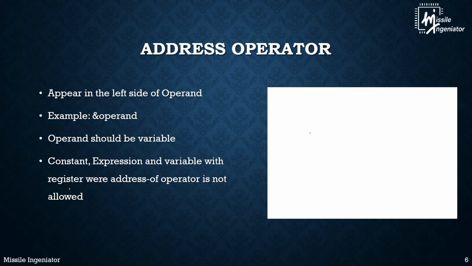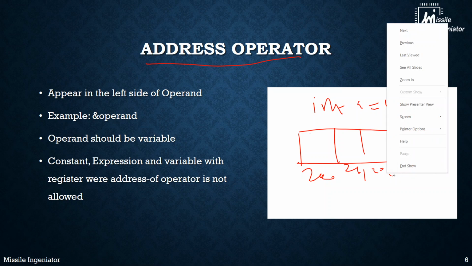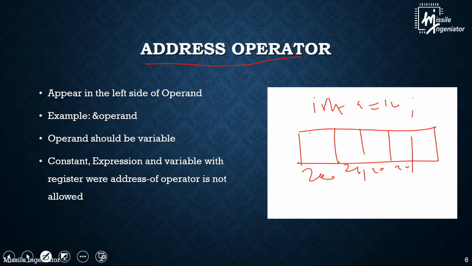So the next thing is the address of operator. Basically, the address operator gives the address of any variable where its value is stored. Say when I initialize the value a equal to 10, then this 10 will be stored at some address. Say our addresses are like 2000, 2001, 2002, 2003, 2004. Suppose our value of a equal to 10, and this 10 value is stored at 2002.